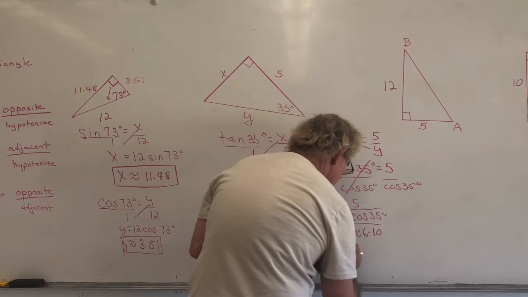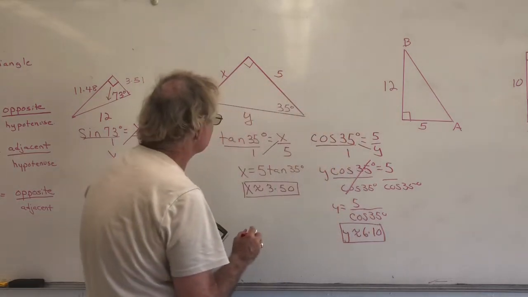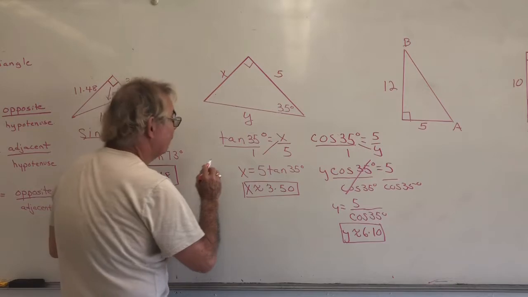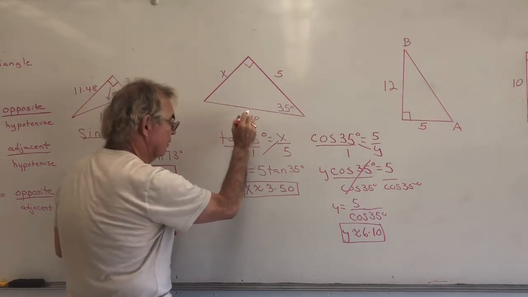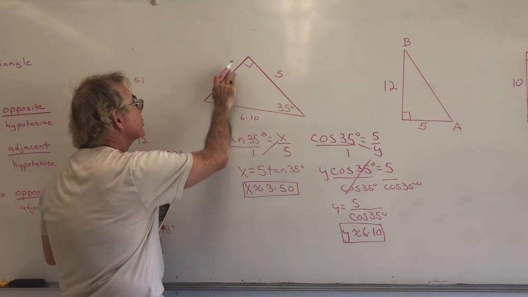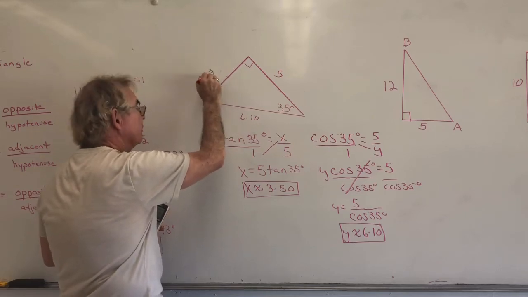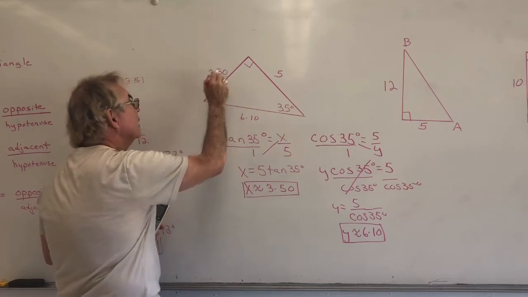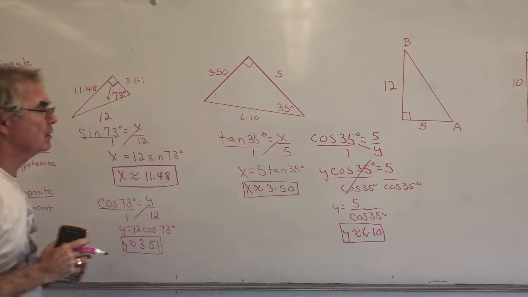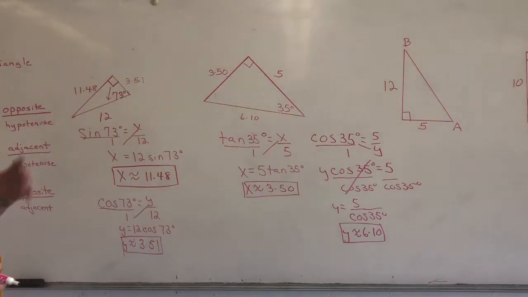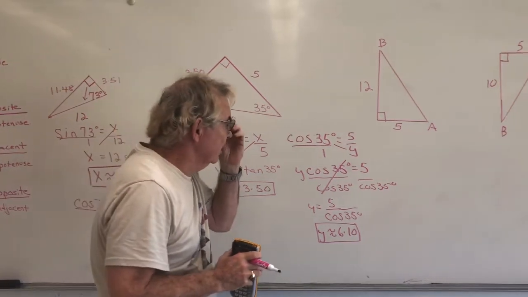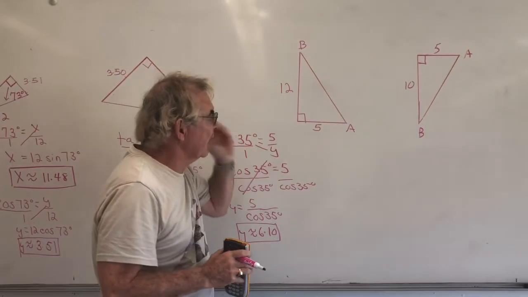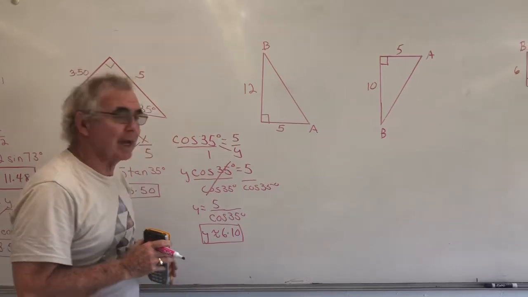Okay, so there would be the 3 sides. We would have y to be approximately 6.10, and x to be approximately 3.50. All right, now there are the 2 problems predominantly with the sides. Now let's go to this third example where we have 2 sides and all we want to do is find angle A and angle B.